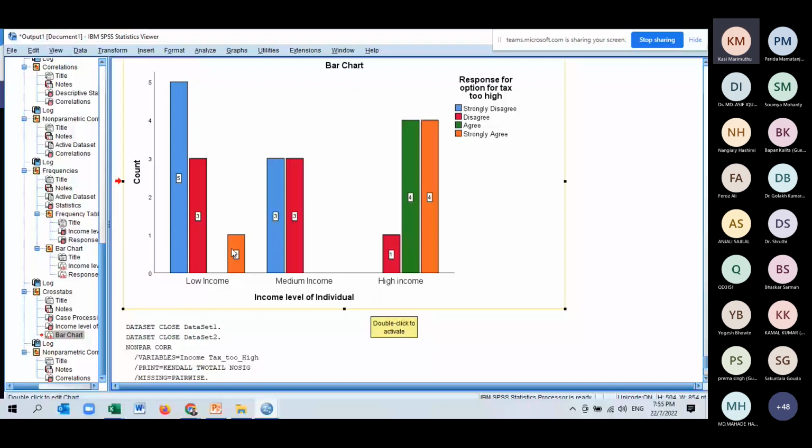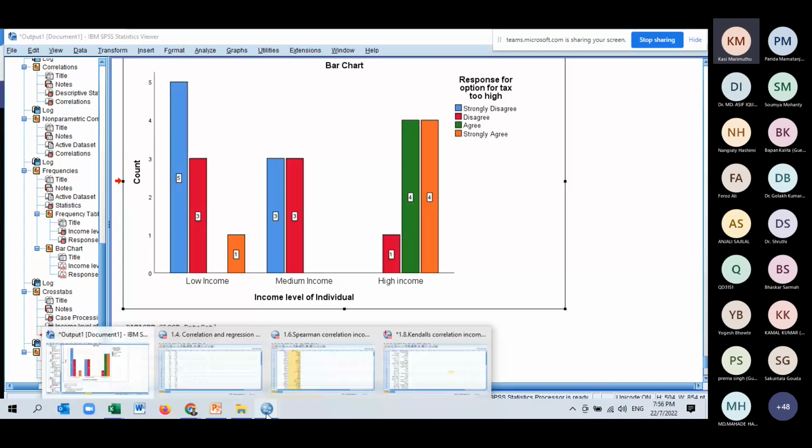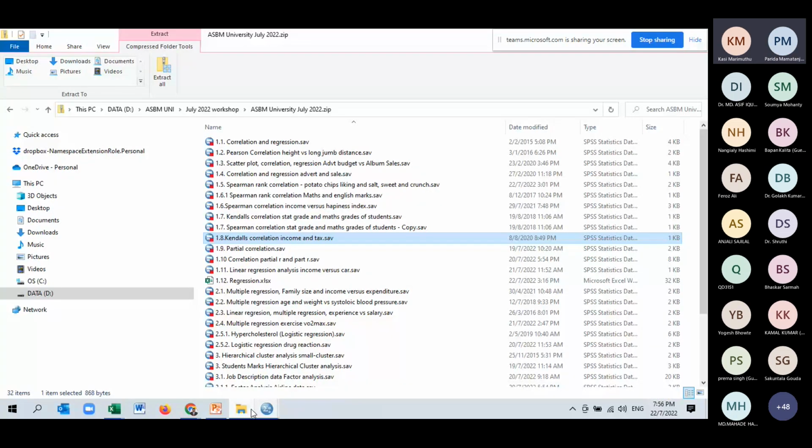I don't know. Maybe his wife or someone else in the family might have influenced him. So this is inference. This is actually not real data, it's hypothetical data. We wanted to show you how ordinal data can be analyzed using Kendall's correlation. Okay, shall we move on to partial correlation?